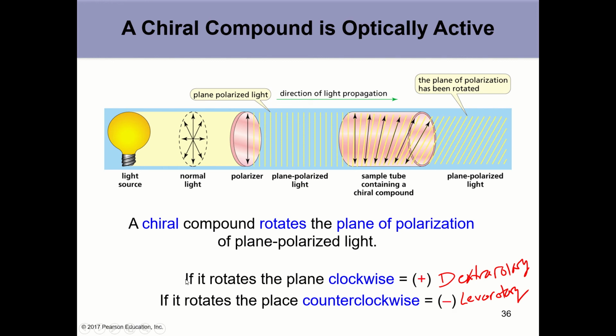We can also designate isomers as follows. If the enantiomer rotates the plane of light clockwise, it is called positive or dextrorotatory, rotating to the right. If the compound rotates the plane counterclockwise, it is called minus or levorotatory, to the left.